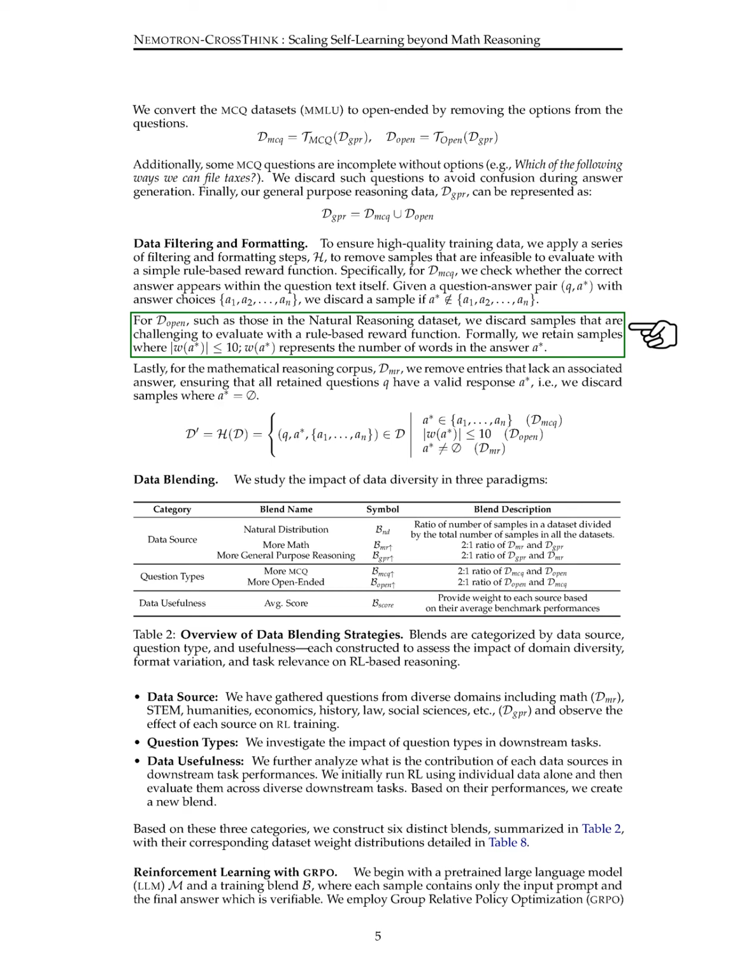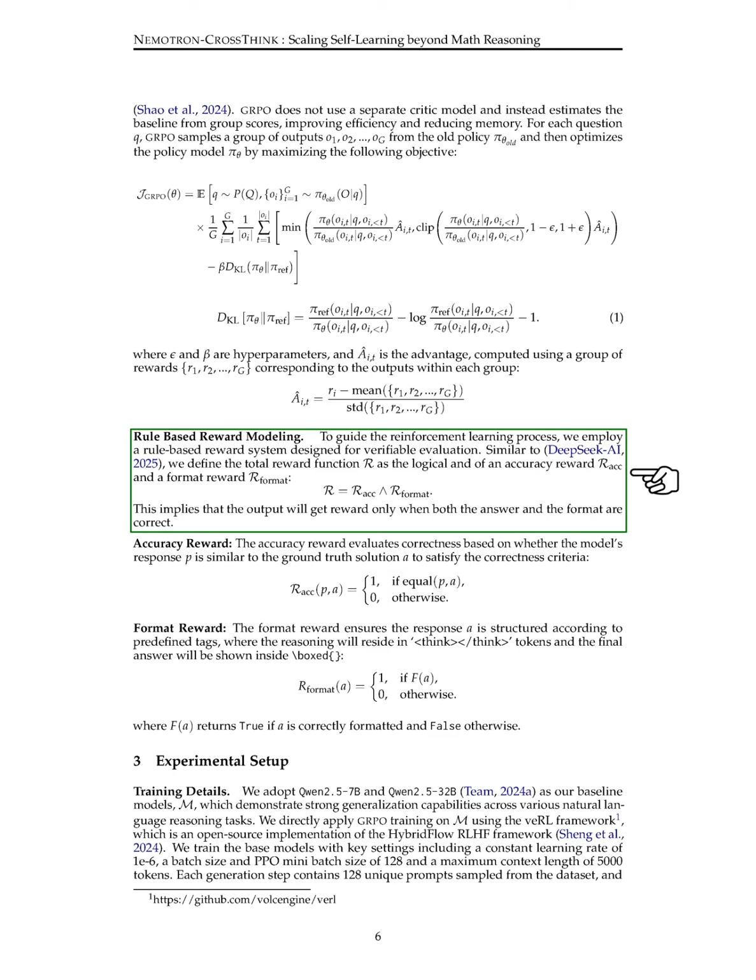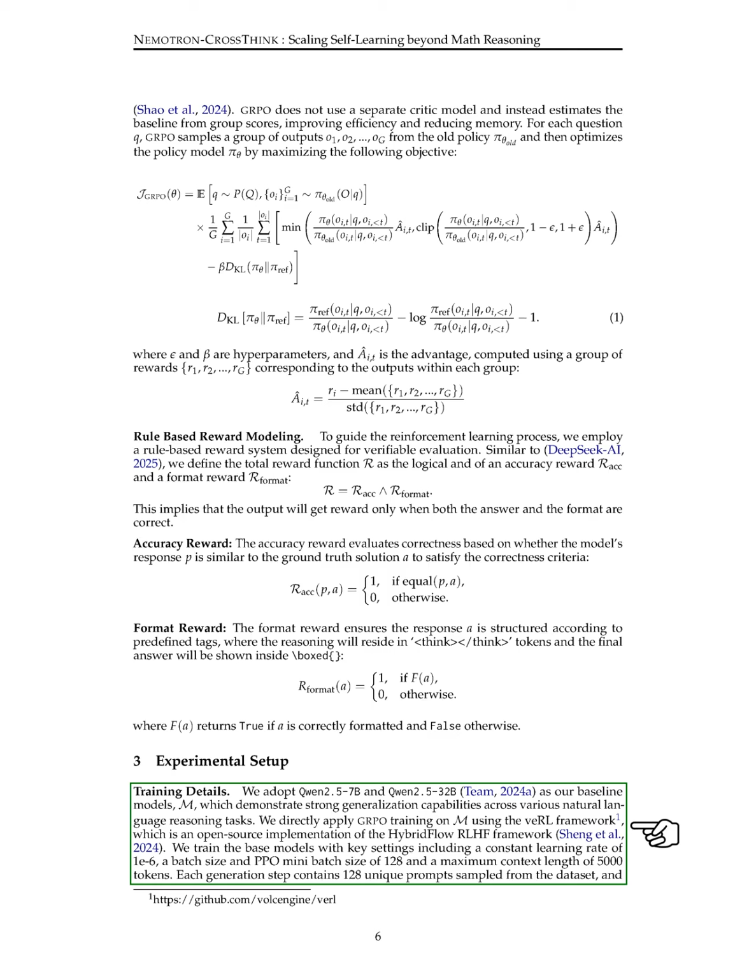We define the total reward as the logical conjunction of an accuracy reward and a format reward. The accuracy reward checks if the model's response matches the correct answer, while the format reward ensures that the response follows a specific structure. For our experimental setup, we use Qwen 2.5-7B and Qwen 2.5-32B as our baseline models, which show strong generalization across various reasoning tasks. We apply GRPO training using the veRL framework, with specific settings like a constant learning rate and batch sizes.